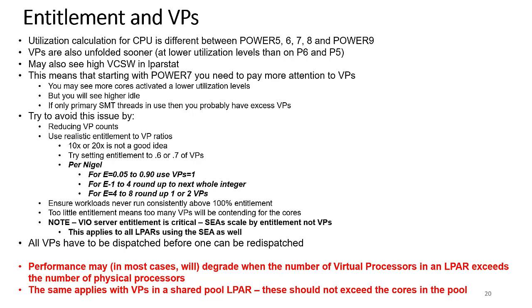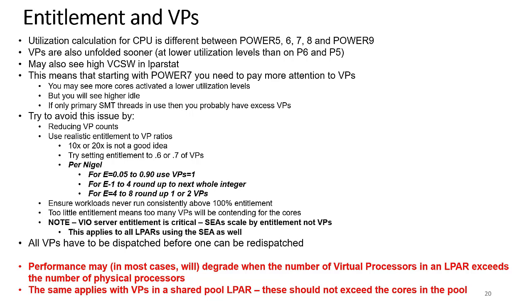Prior to Power 7, what we used to do was load up the first thread of a virtual processor, and then we would load the second thread, and at that point we would then unfold a virtual processor and load its threads up, and then we'd unfold the next virtual processor. So what we would see is that the number of active cores would fluctuate.